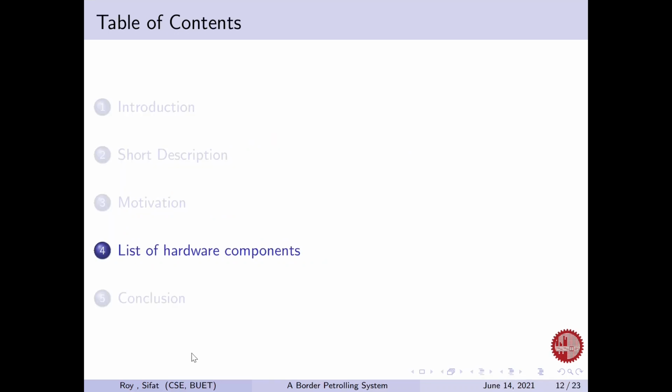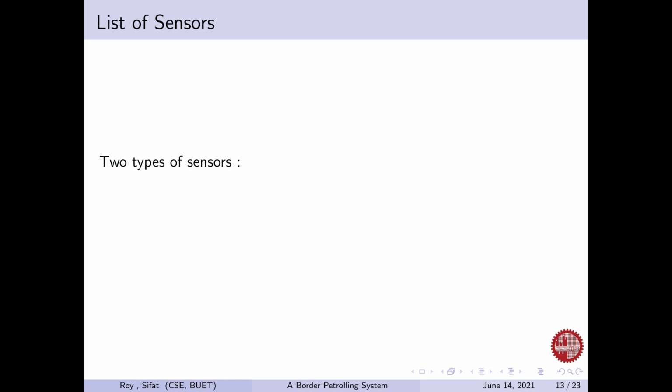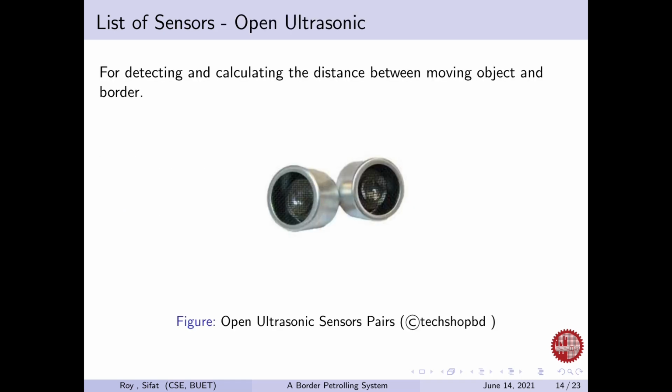Let us have a walkthrough of some of the components of our project. First, we will look at the list of the sensors. Here we will be using two types of sensors. The first type will be ultrasonic sensors, and the second type will be load sensors. The ultrasonic sensors will be used for detecting and calculating the distance between the moving object and the borderline. One thing to notice is that we are only concerned about moving objects, so this will safely ignore trees or standing objects.